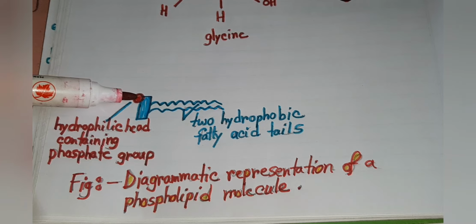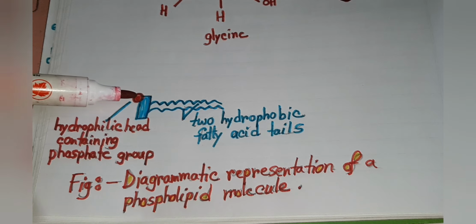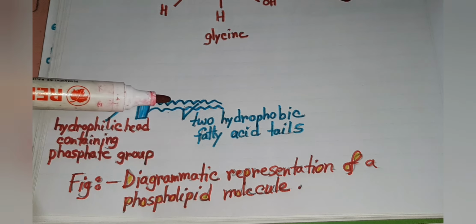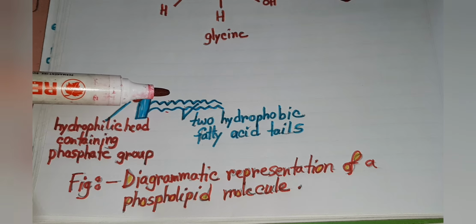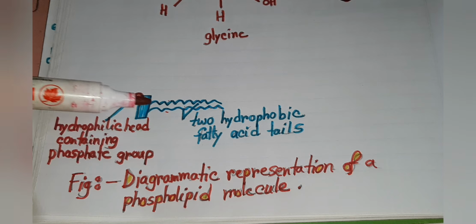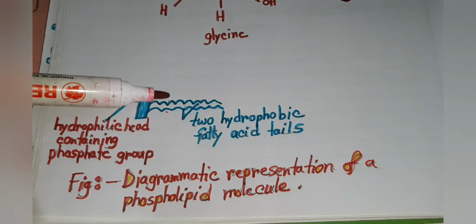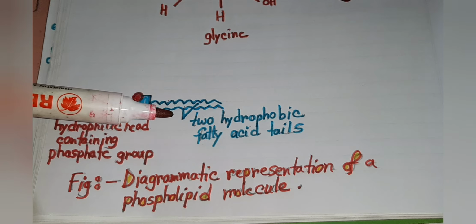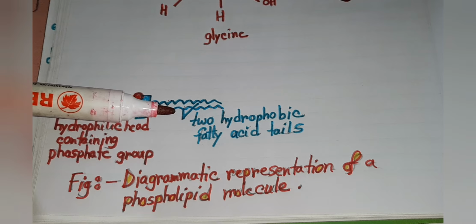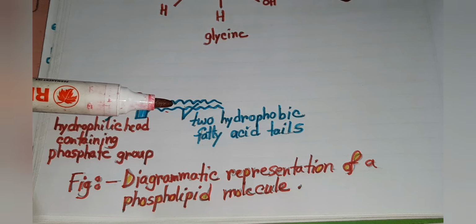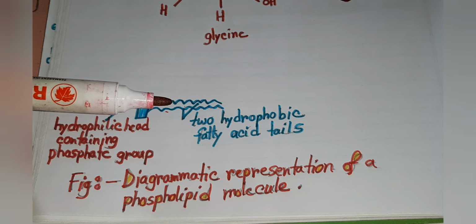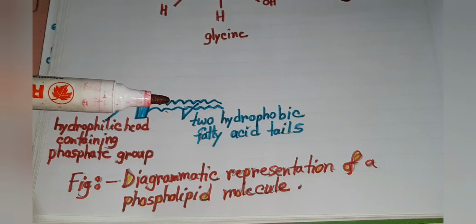This red part is a hydrophilic head containing a phosphate group, and here are the two hydrophobic tails. This is a hydrophilic head and these are hydrophobic fatty acid tails. Why is this? It is because one of the three fatty acid molecules is replaced by a phosphate group, which is polar and therefore dissolves in water. The phosphate group is hydrophilic and makes the head of the phospholipid molecule hydrophilic, although the two remaining tails are still hydrophobic.